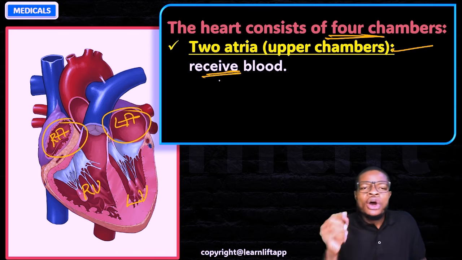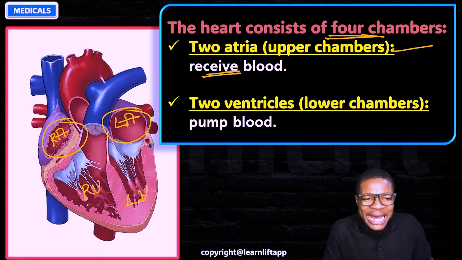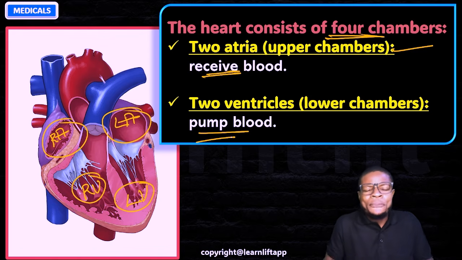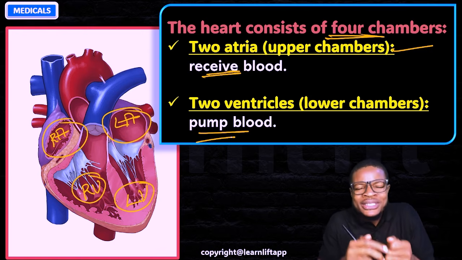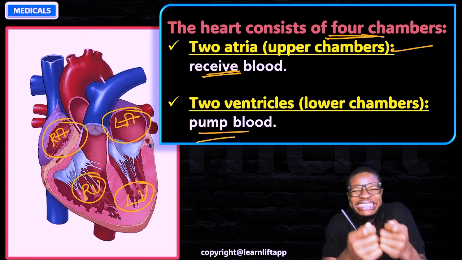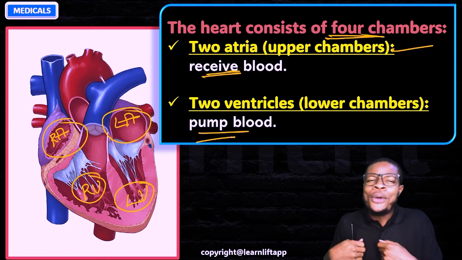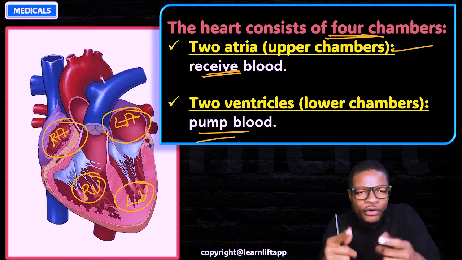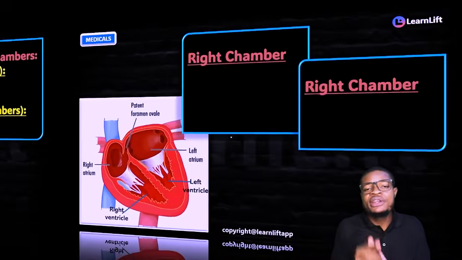What about the other 2 chambers? They are the 2 ventricles, which are the lower chamber, the right ventricle and the left ventricle. They pump blood away from the heart. The atria receive blood to the heart. The ventricles pump blood away from the heart. If you get that and understand the concept, the next thing is this.